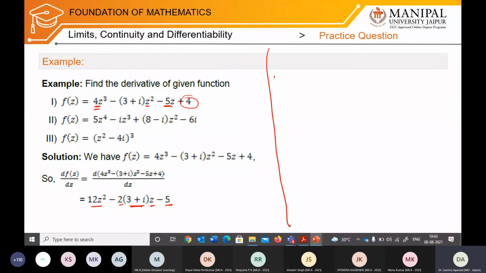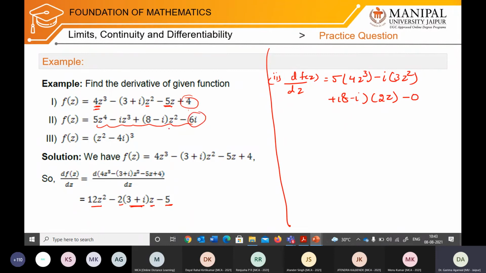Then the differentiation of the second term will be: 4z cube minus iota is constant, differentiation of z cube is 3z square, 8 minus iota is constant, differentiation of z square is 2z, and differentiation of 6 iota is 0 because it is a constant term. Similarly, we can find the derivative for the third term.